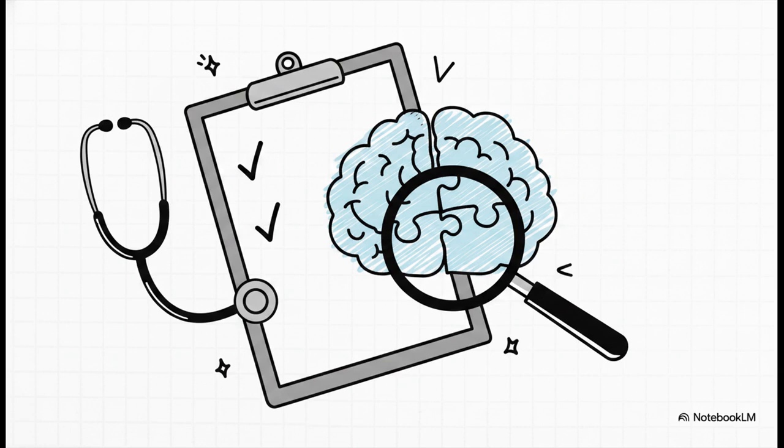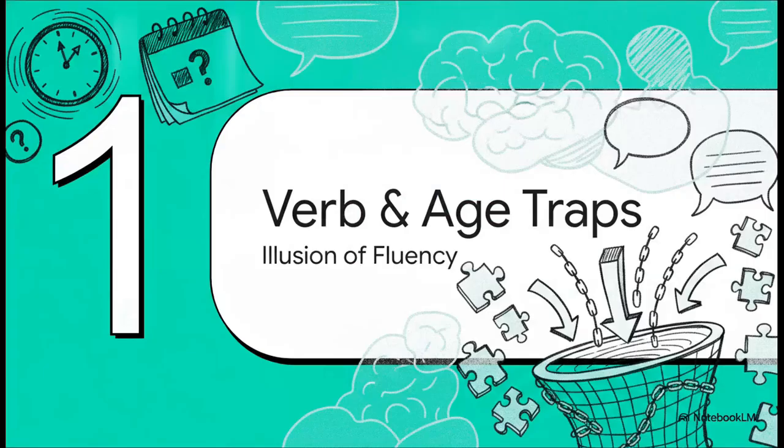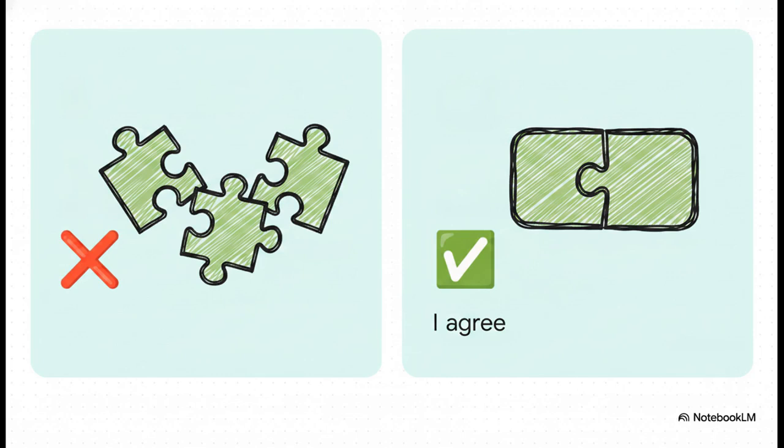So today, we're going to diagnose your fluency. We're looking at 7 really common mistakes that advanced learners consistently make and exactly what native speakers actually say instead. All right, section 1, verb and age traps, or as I like to call it, the illusion of fluency. Okay, let's dive right into our first trap, where learners accidentally misuse verbs for states of being.